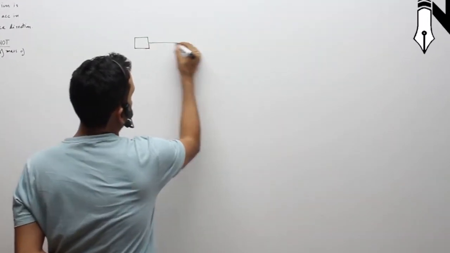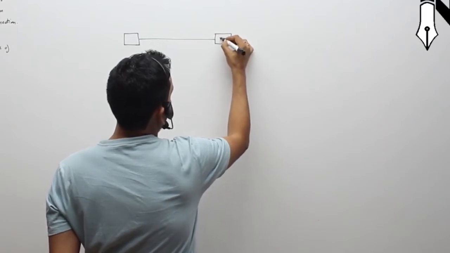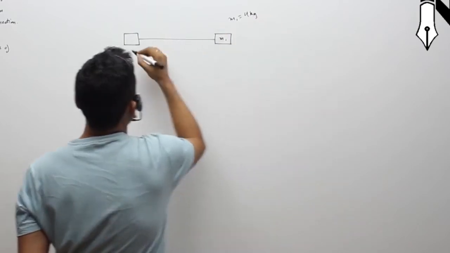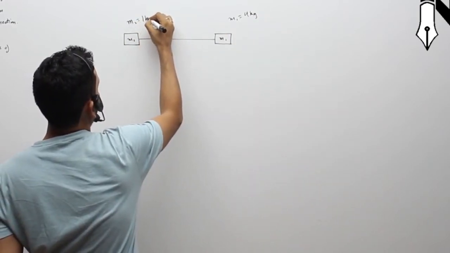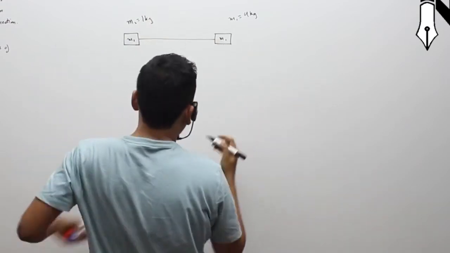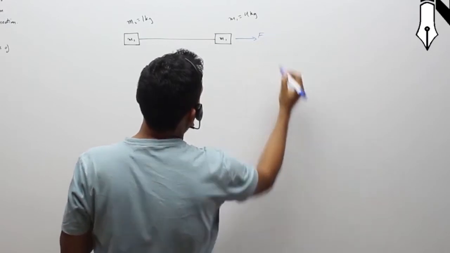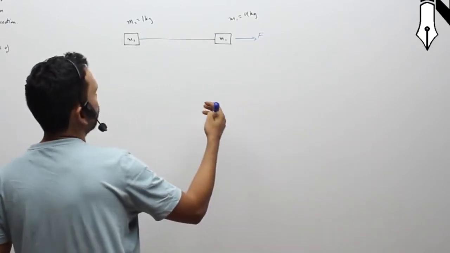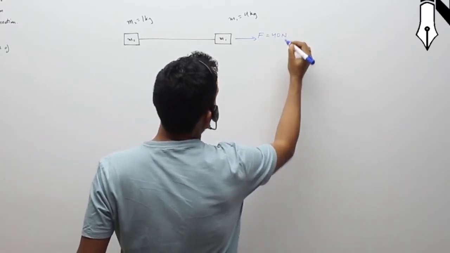So that's a block attached with a string. Say this is M1. M1 is equal to 4 kgs. This is M2. M2 is equal to say 1 kg. And we are pulling it with F force. F force is say equal to 40 newtons.